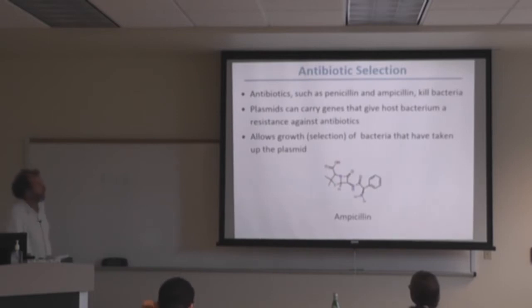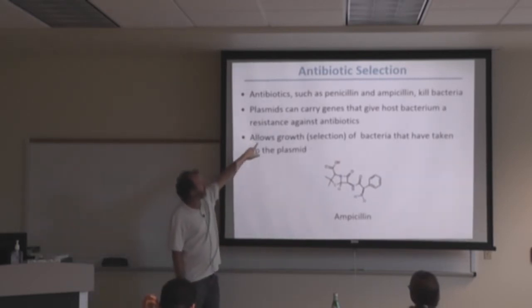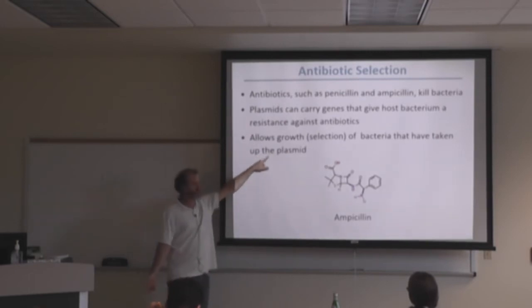So we were saying antibiotic selection. Antibiotics are used to select for the bacteria that are carrying the vector that you want. Plasmids can carry genes that give the host bacterium resistance against antibiotics and allow growth of the bacteria that have taken up the plasmid.